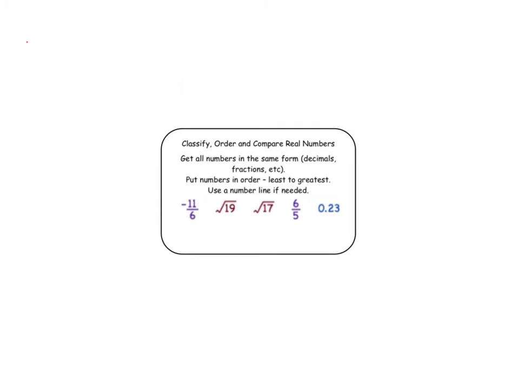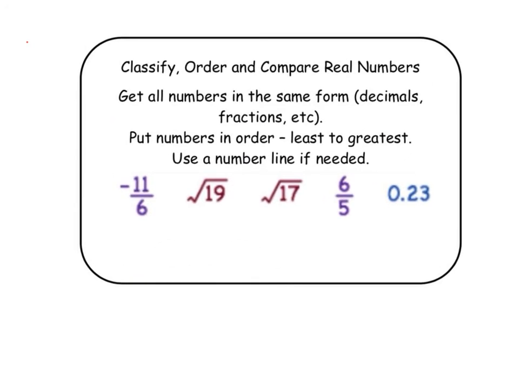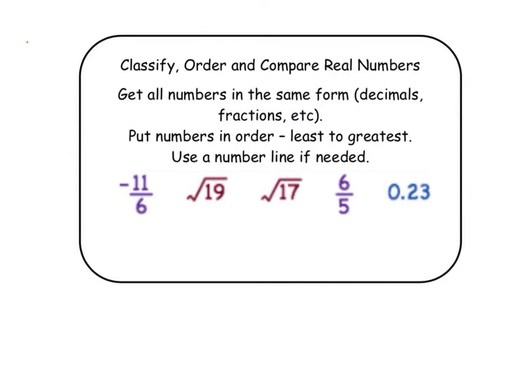Okay, moving on to classifying and ordering, comparing real numbers. This is a fairly simple one, but again, has to be done without a calculator. Before we can classify these numbers, we need to get them all in the same language. So we can change them all to fractions, or we can change them all to decimals, and then we have to compare. But the easiest thing to do is to change these all to decimals.